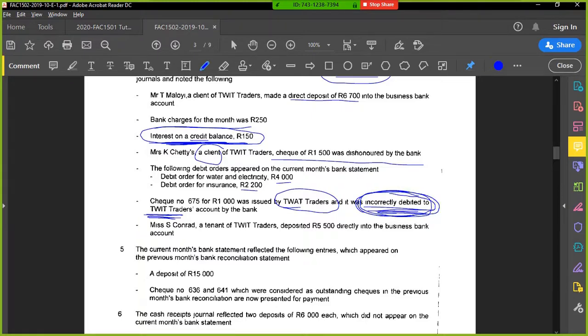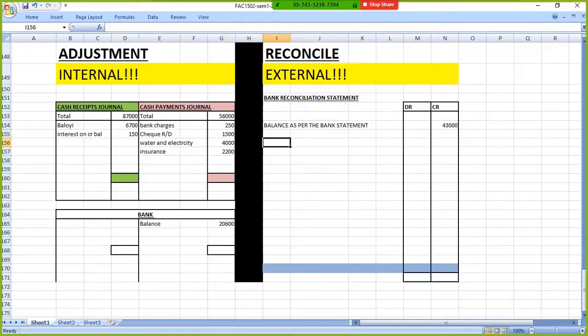Oh, by the bank. So the bank incorrectly made the mistake. Yes, so this is an incorrect debit. This is a debit going off your account and you have no clue what it's for. Oh gosh. Okay. Do you agree? Yes. So what's going to happen? Bank's going to correct it. Bank error. Reconcile.